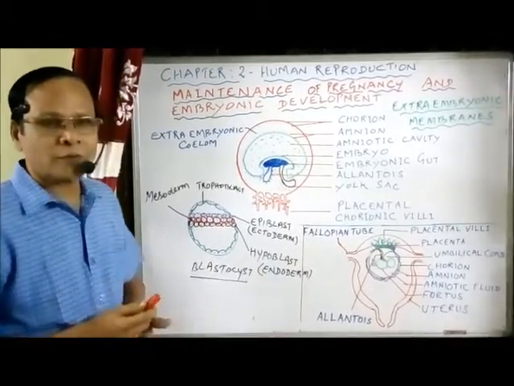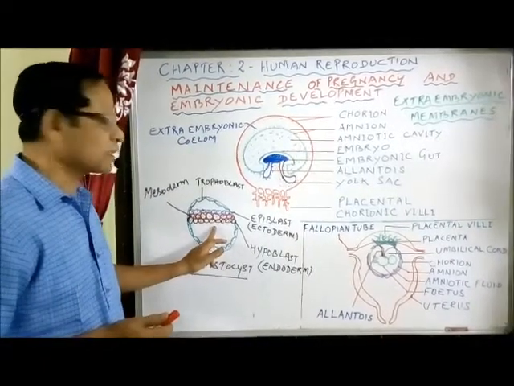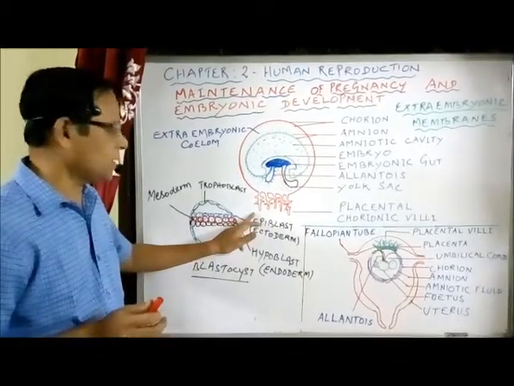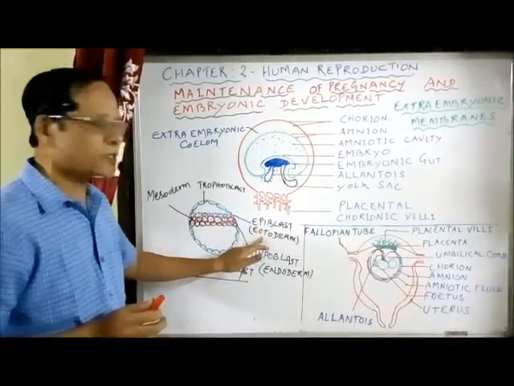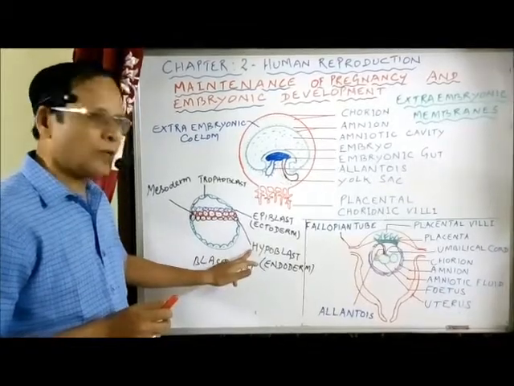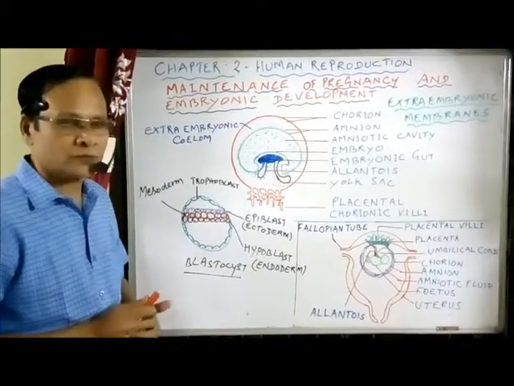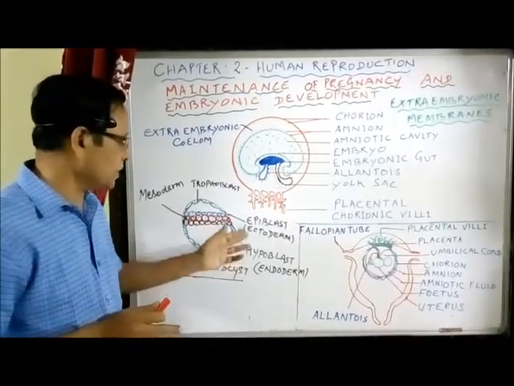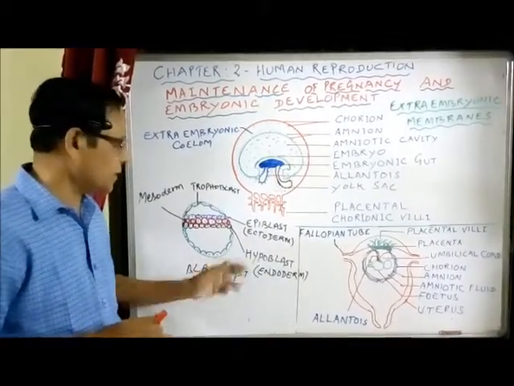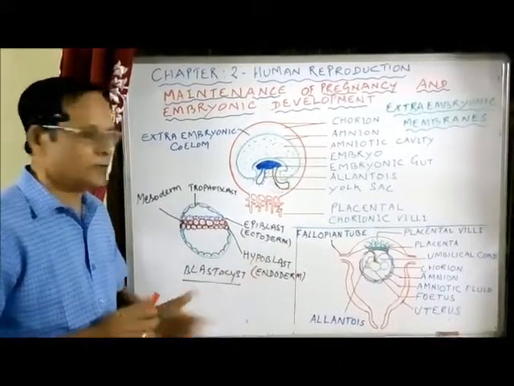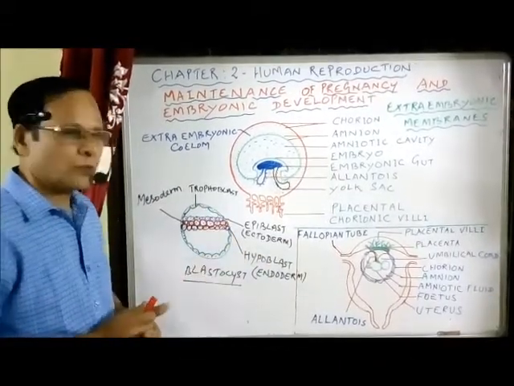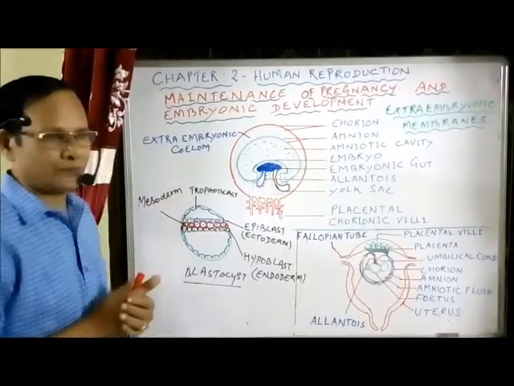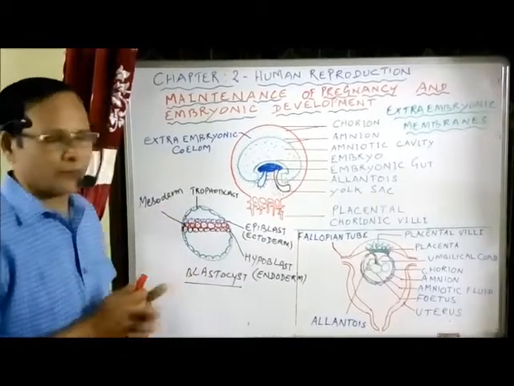Now during further development, what will happen? The inner cell mass is differentiated into an outer epiblast, which later forms the ectoderm, and an inner hypoblast, which later forms the endoderm. In between the two, the cells present together form the mesoderm. This is what is happening during development.